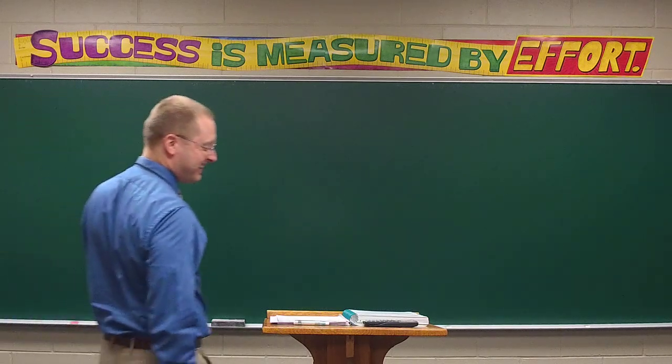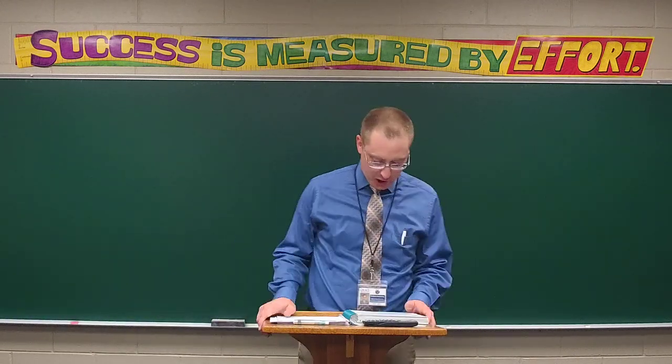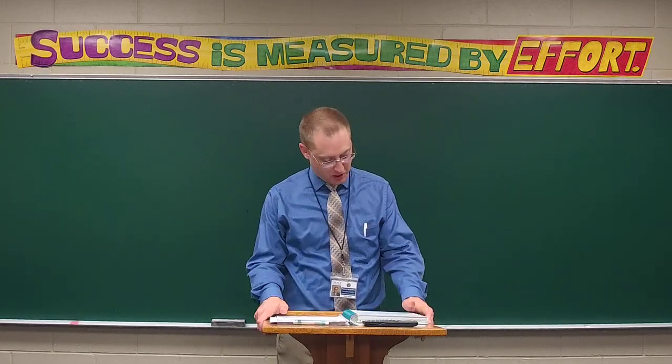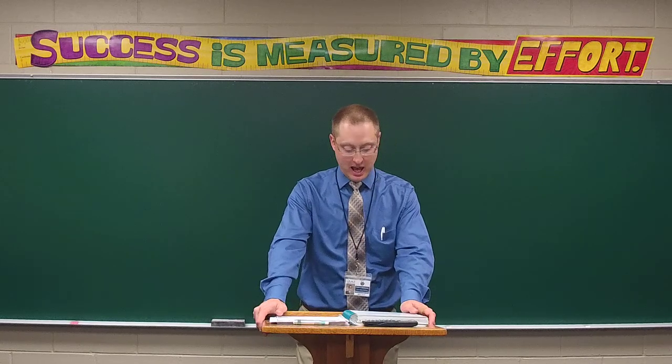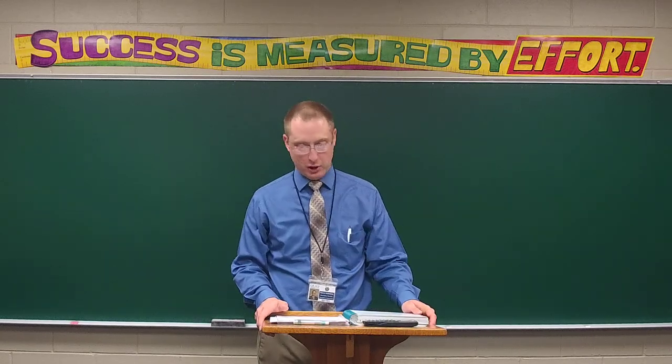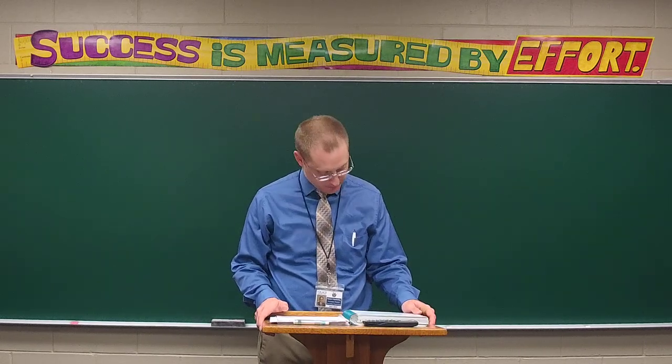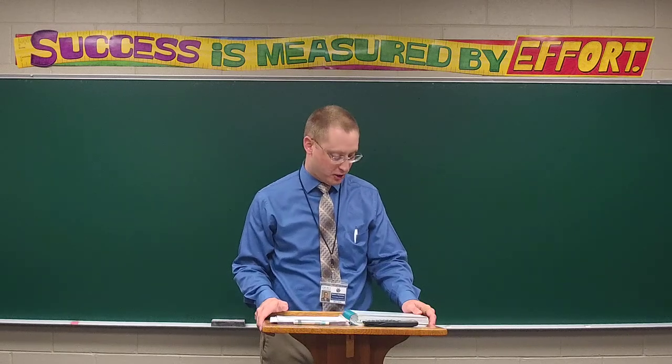All right. Number 1. It wanted the third and the seventh terms of the sequence defined by the algorithm a sub n equals 3n minus 8. What were the third and seventh terms, Audrey? 1 and 13 is correct.